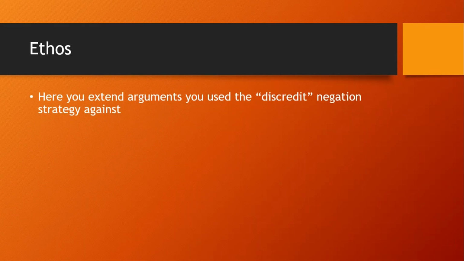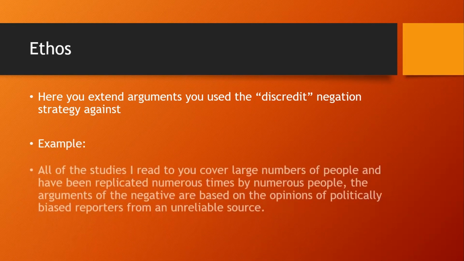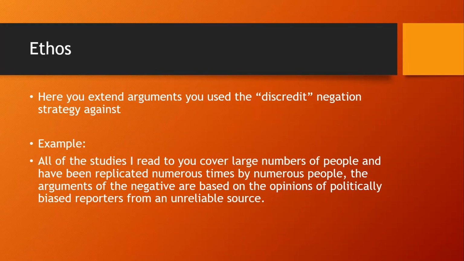Then there's ethos. You want to extend arguments where you use the discredit negation strategy. So, for example, if you say all the studies I've read to you cover large numbers of people and have been replicated numerous times by numerous people, the arguments of the negative are based on the opinions of politically biased reporters from an unreliable source. You're saying what they're saying is unreliable. You don't know if it's true. It's inaccurate. What I'm telling you is more accurate. You should vote for me because I'm giving you the most accurate information on the topic.